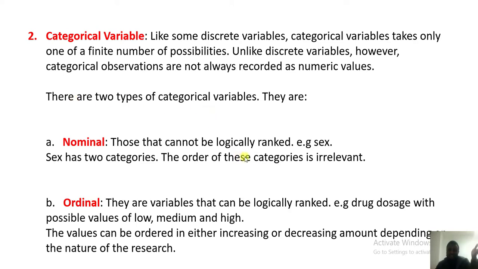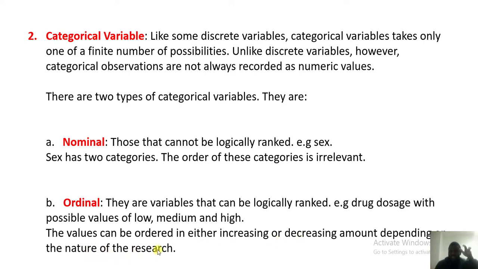So the order of these categories is irrelevant. The second type under categorical variable is the categorical ordinal variable, just the opposite of the nominal. They are variables that can be logically ranked, e.g. drug dosage, with possible values of low, medium, and high. So the values can be ordered in either increasing or decreasing amount depending on the nature of the research.